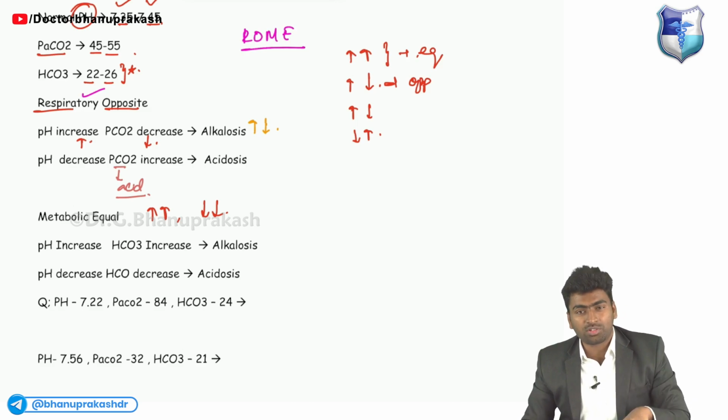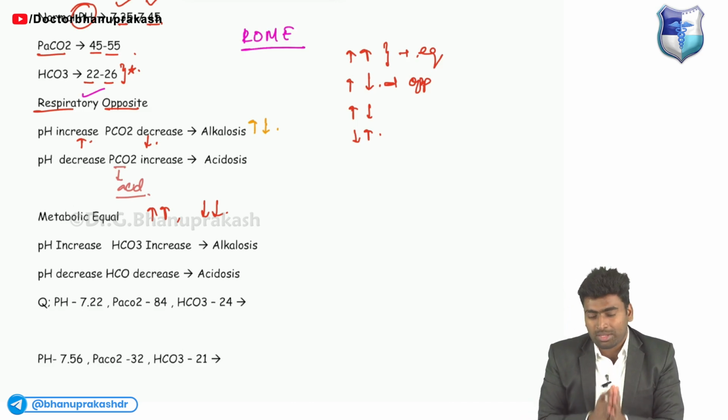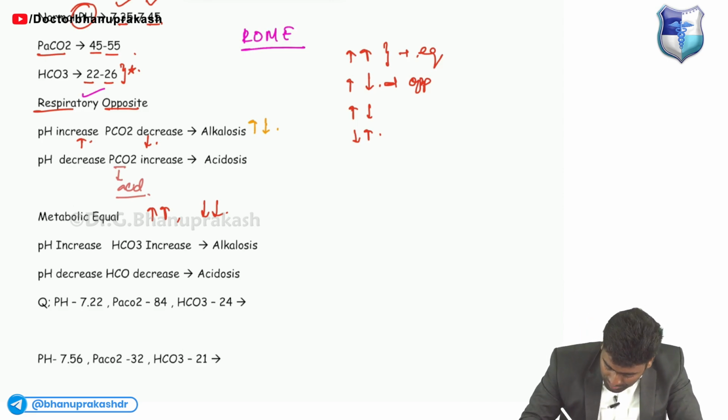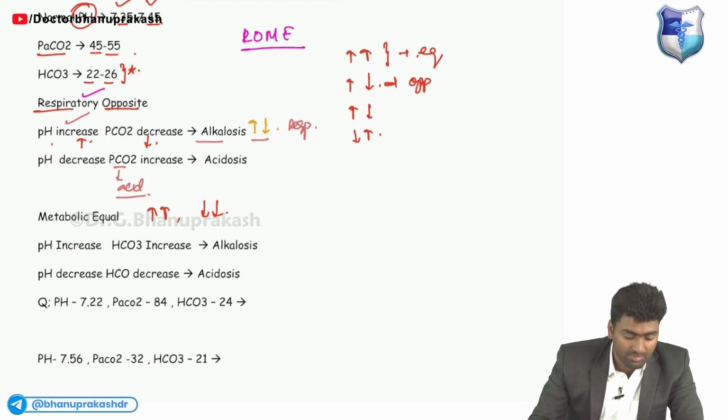In the case of alkalosis, PCO2 will decrease. Just remember this concept. If you are unable to remember, first see: if pH is increased and PCO2 is decreased, both of them are on opposite sides, so it is respiratory. And since the pH is increased, we'll call it alkalosis.